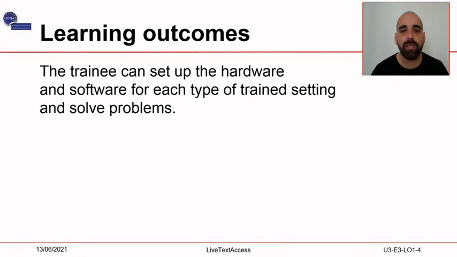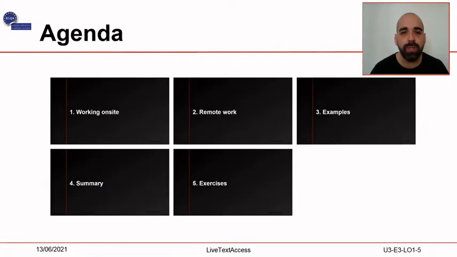The learning outcome of this presentation is that the trainee can set up the hardware and software for each type of trained setting and solve problems. During this video lecture, we will give you some tips both for on-site work and remote work. We will also show a couple of examples of working environments, and at the end of the lecture you will find a summary and the exercises.